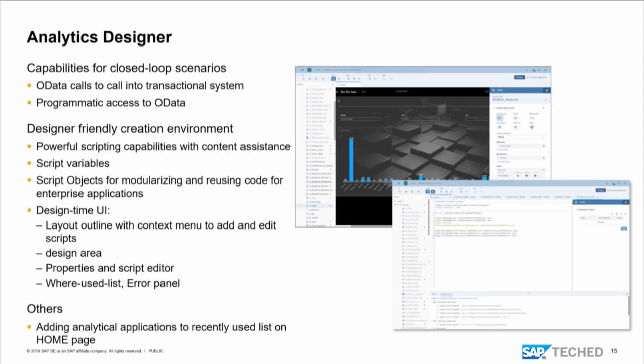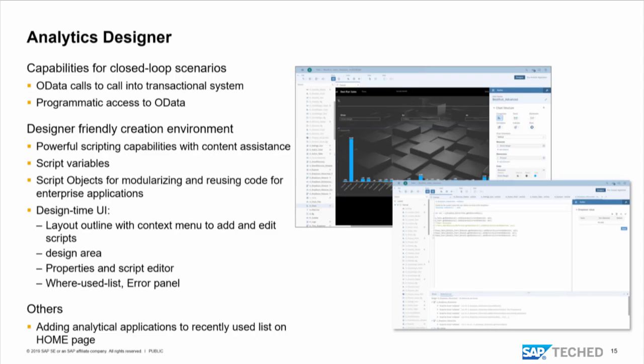Yeah, so we have the dashboarding capabilities, we have the integration with planning, we have the seamless navigation with other artifacts, we also have the embedding capabilities, and in addition, we also have closed loop scenarios. With Analytics Designer, you will be able to implement a closed loop scenario via the OData function call. Okay, so with Analytics Designer, we are providing the scripting API to trigger an OData function in the backend in the S/4HANA system.